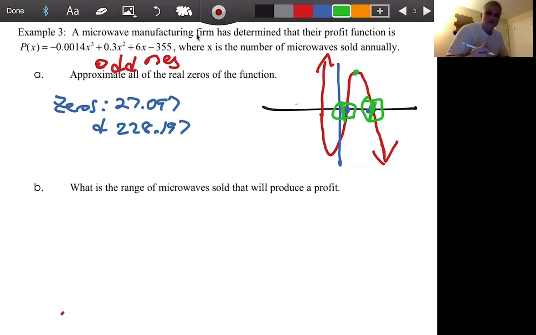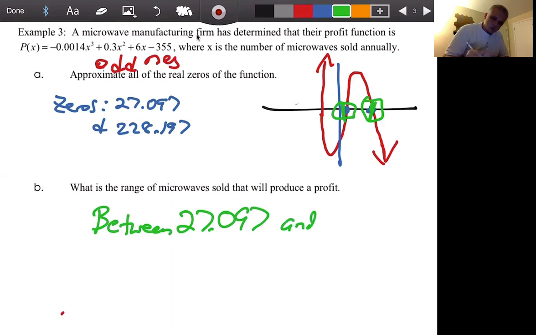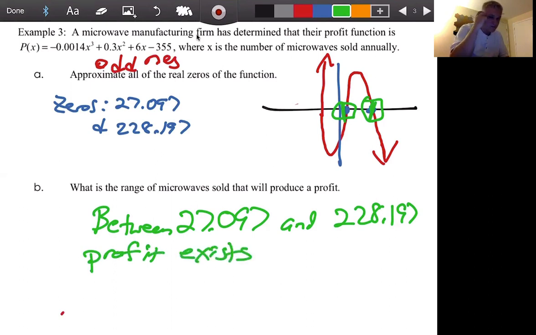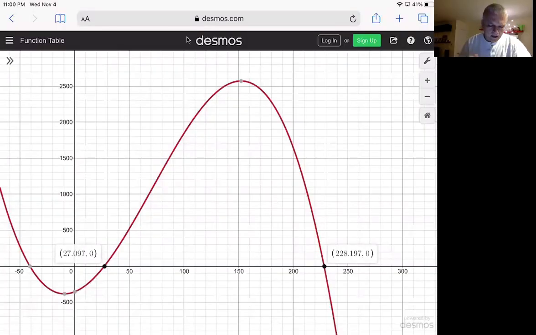Now, there is a max in there. They didn't ask us what that max is. If they wanted to ask us, then we could have found it. But they didn't ask us. They just said, what is the range of microwaves that we could sell so we're actually going to make money, get a profit, right? So between 27.097 and 228.197, there is profit. Okay, profit exists, right? So again, everything between these 2 x-intercepts, between these 2 zeros, will give us a profit.